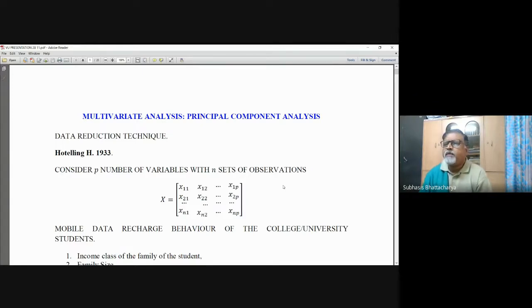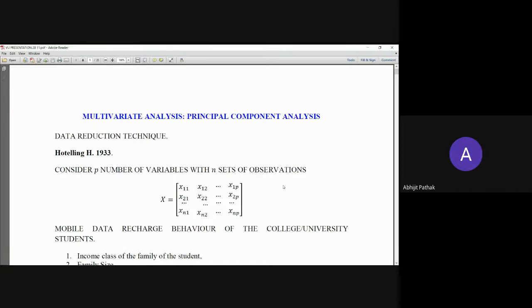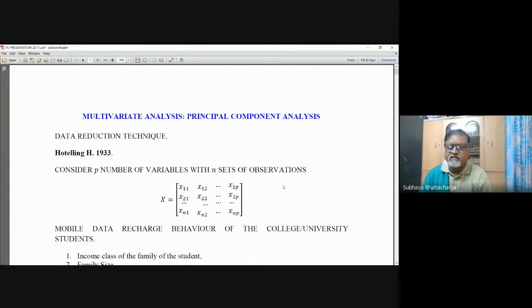It's cross-section data. You can consider this is cross-section data. So considering the values of such p and n, this is a big data set. I'm not mentioning which one is dependent, which is independent, this kind of thing. Suppose these are the information regarding the different variables, so I arrange them in a data matrix.